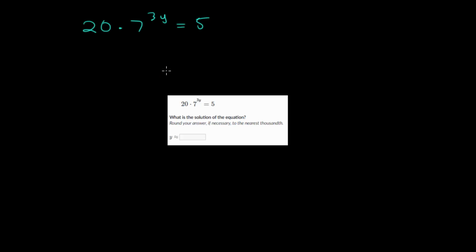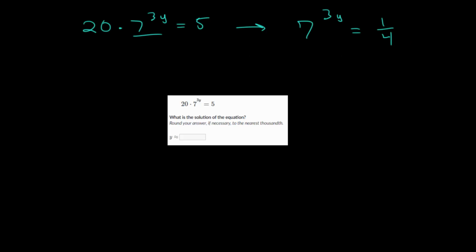And the strategy for the most part is the same. It just has one extra step at the end. We're going to solve it for our exponential term. So we'll divide each side by 20 and we'll simplify that fraction. So 7 to the 3y is 5 over 20, which is really just 1/4.